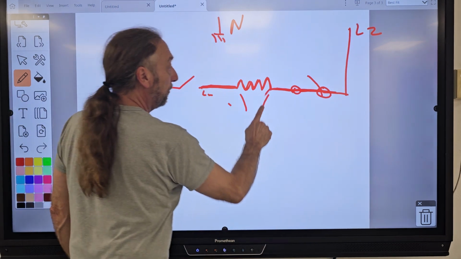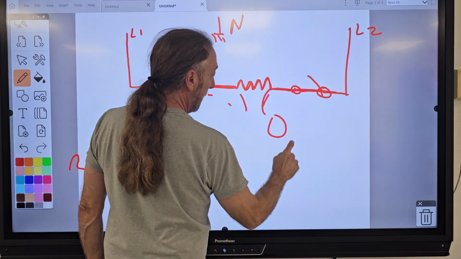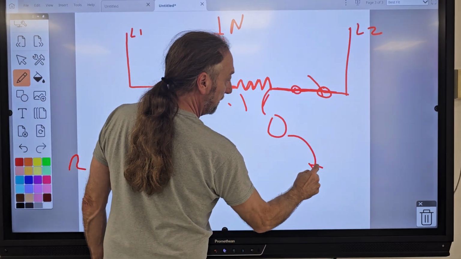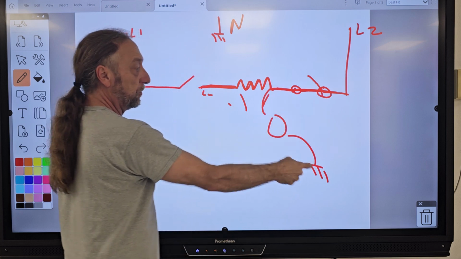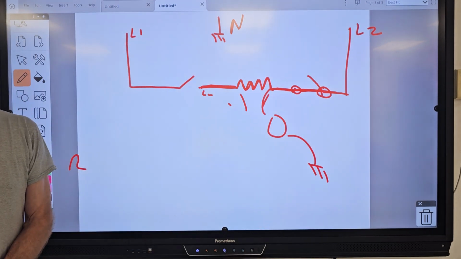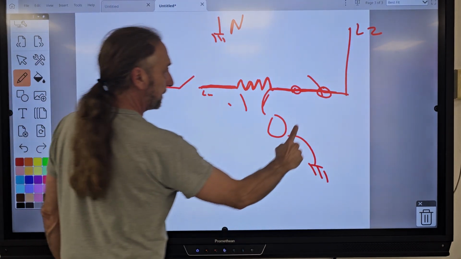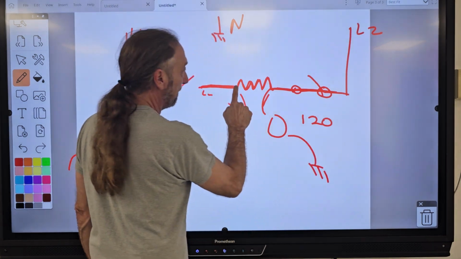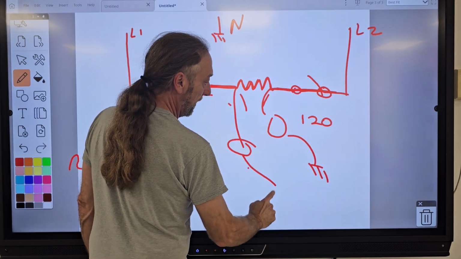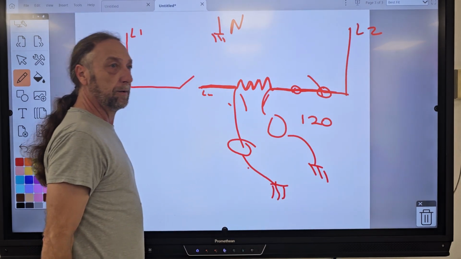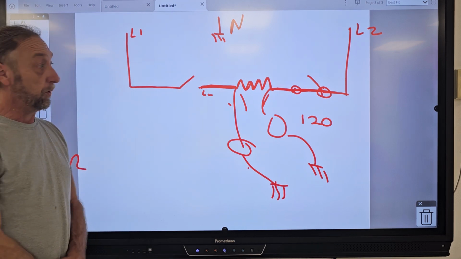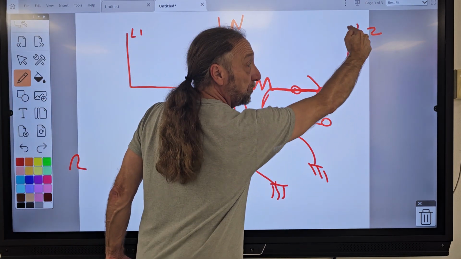So if I put my voltmeter here, and I put the other lead to ground, so I'm on one side of the element and ground, what does my voltmeter read? 120. If I put my voltmeter here and ground, what is it? 120. It's 120 because it's feeding back through the element.